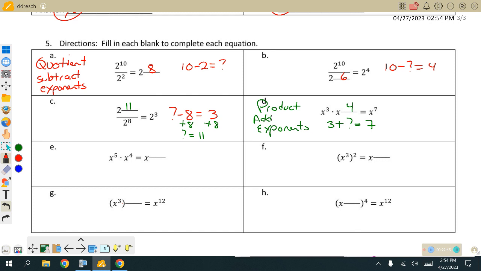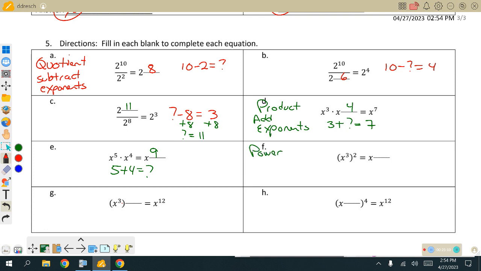Down there on the bottom, letter E. 5 plus 4 gives you what? Yep, that's it. Just use your equation skills, people. And then lastly, letter F, I got parentheses. Parentheses means we're using what we say is our power rule.